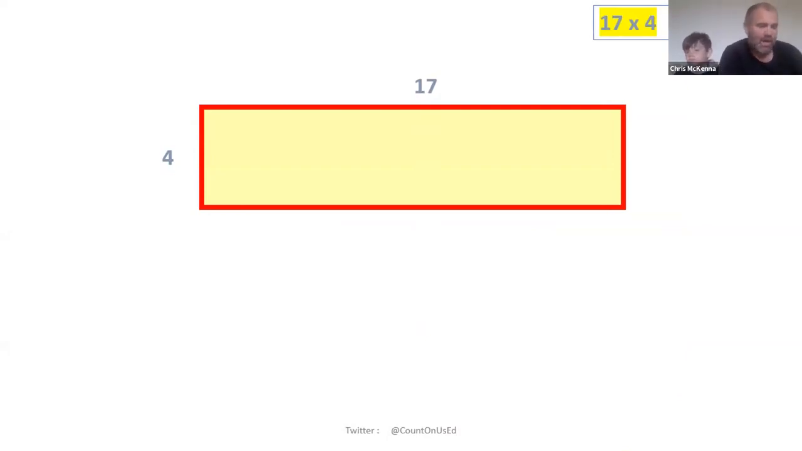Remember, let us know how this is going. We're obviously at a more complex level of multiplication just now. Hopefully you're finding this useful and a good strategy to use.